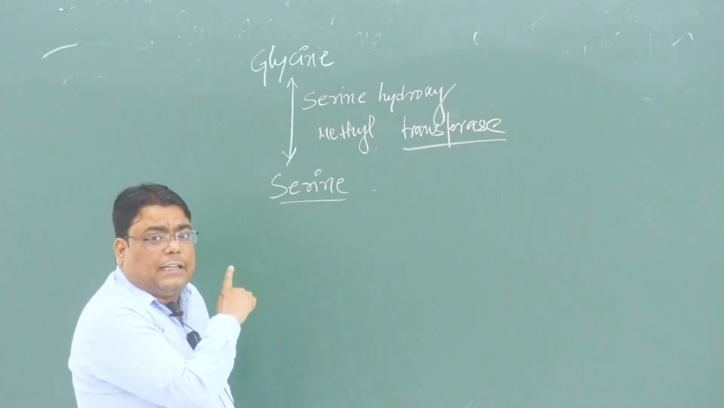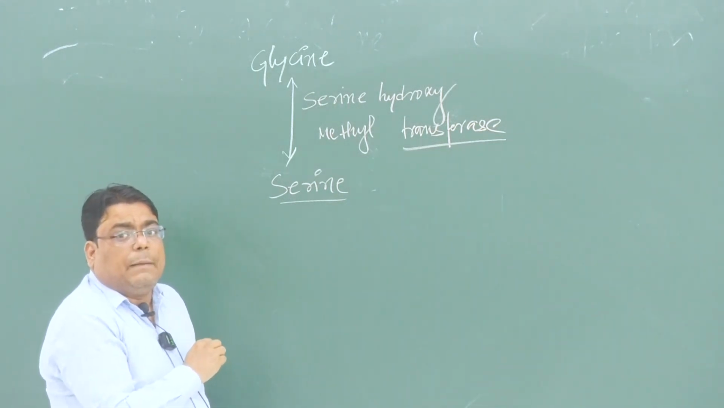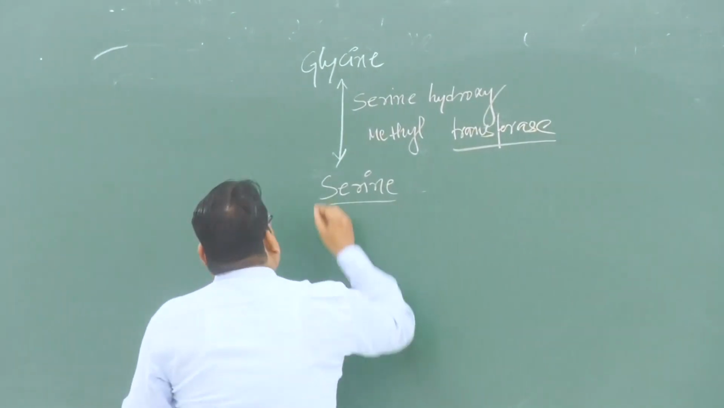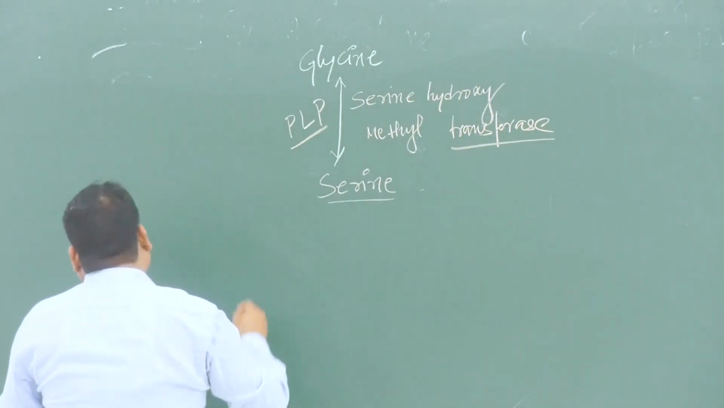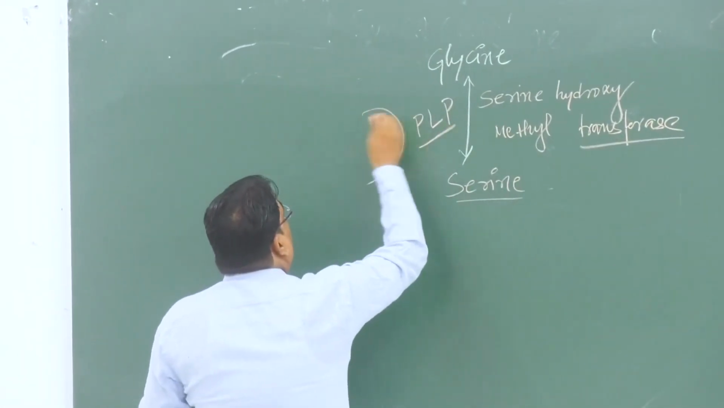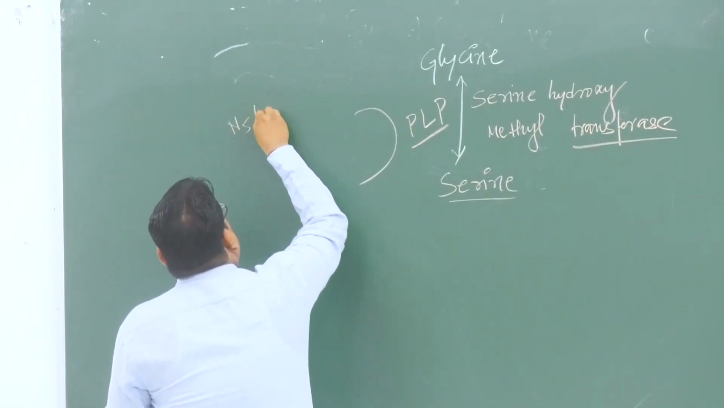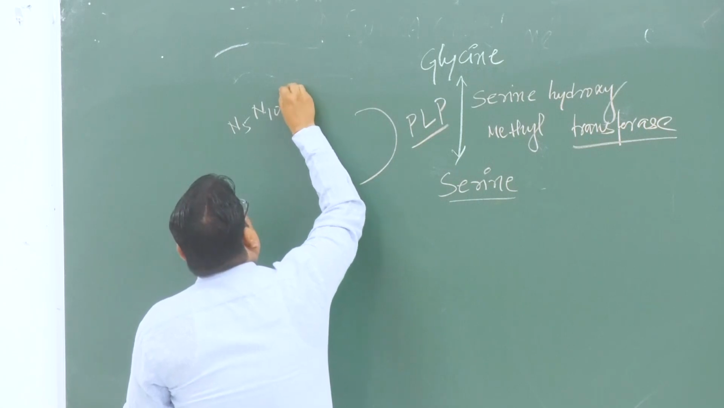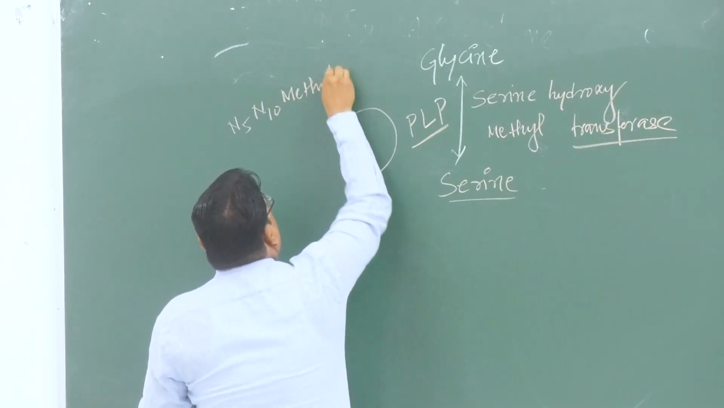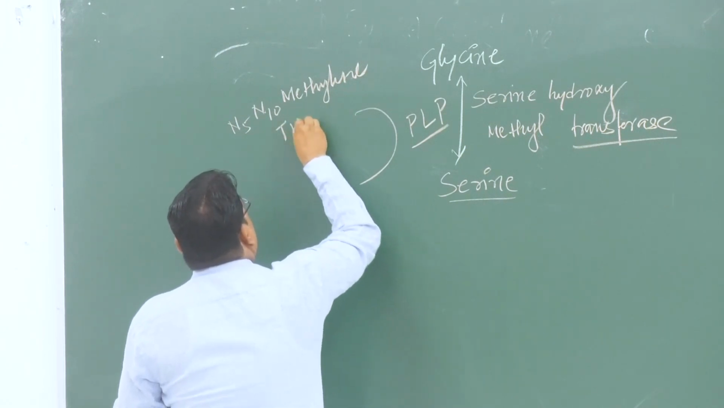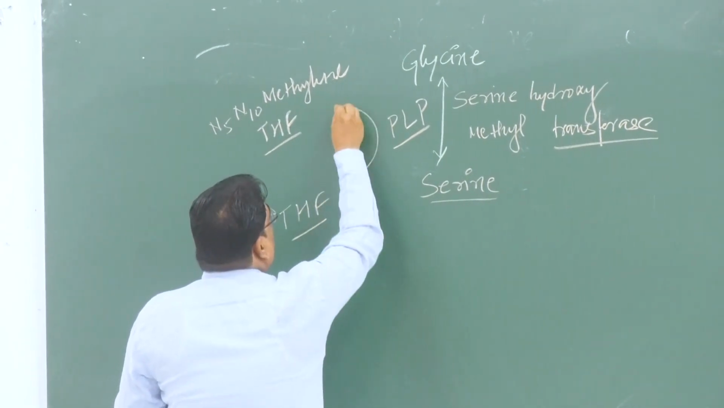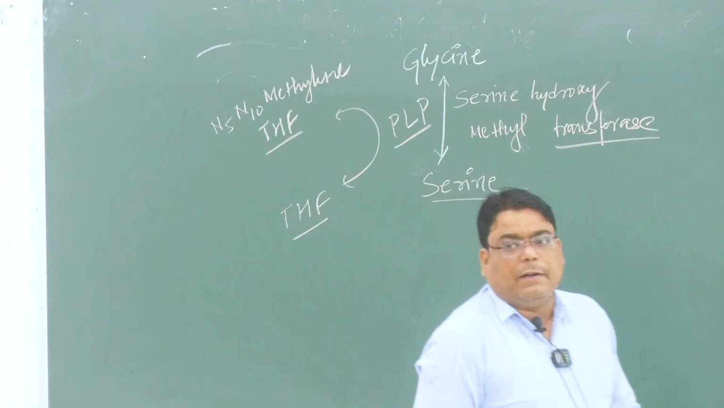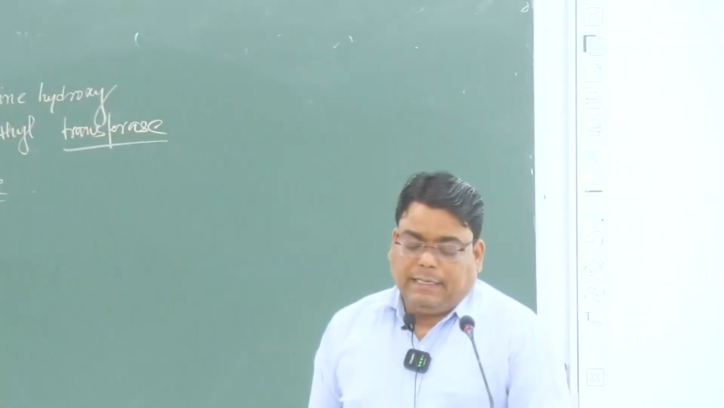Transferase means it is further a process of transamination. So it is PLP dependent. PLP, pyridoxal phosphate, is a vitamin B6 dependent enzyme cofactor. That is the coenzymatic form, which is required for the action of serine hydroxymethyltransferase.